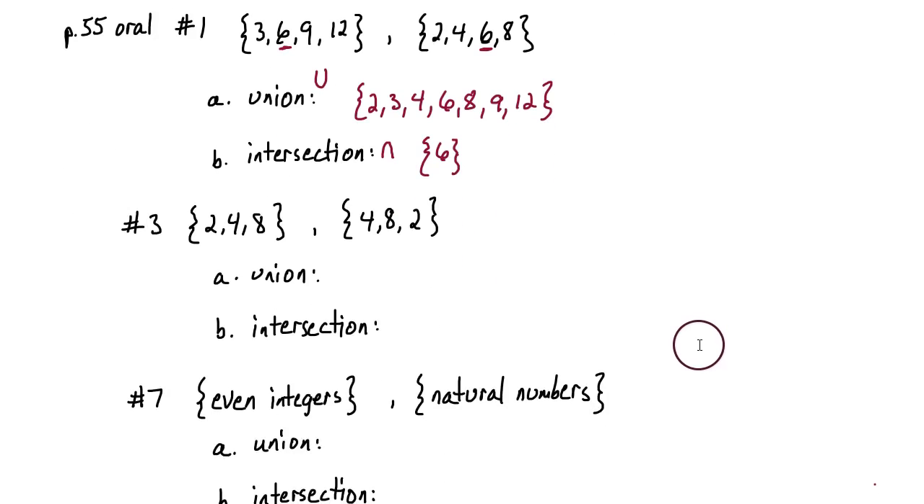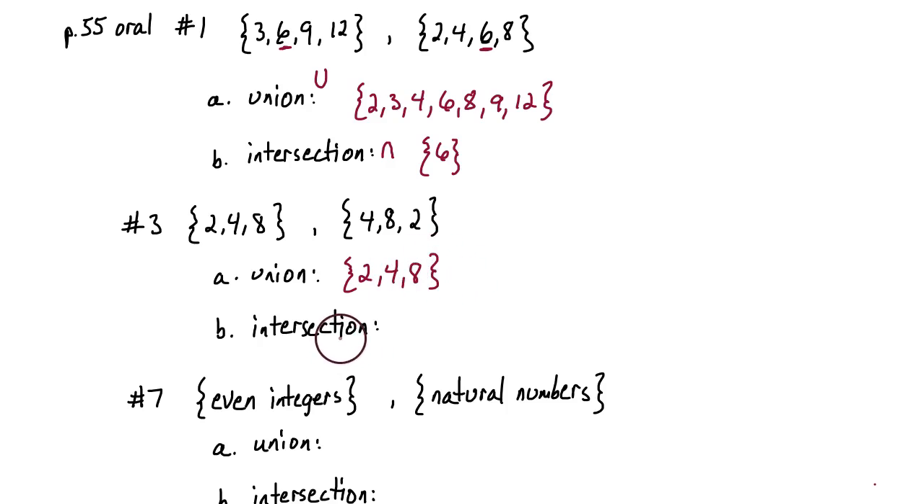Now number 3, we have 2 different sets of numbers with elements in there. And we're asked for the union of the sets. So this is a set with elements in it. And the union has all the elements from both of the sets put together. So there's a 2 and a 4 and an 8.